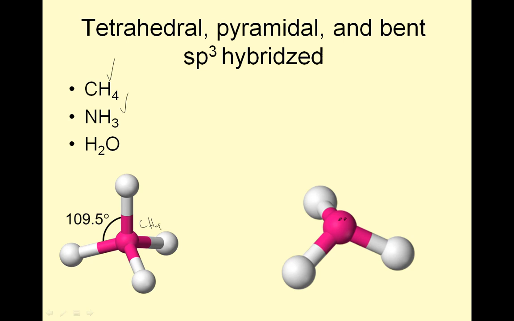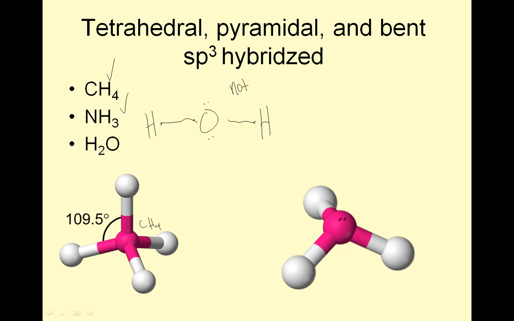So I'm just going to do H2O. Oxygen has six valence electrons because of its column in the periodic table. Two hydrogens, each hydrogen has one. Connect the dots. Now, in all honesty, this looks like it's linear.